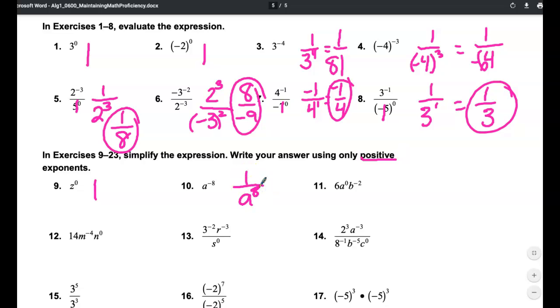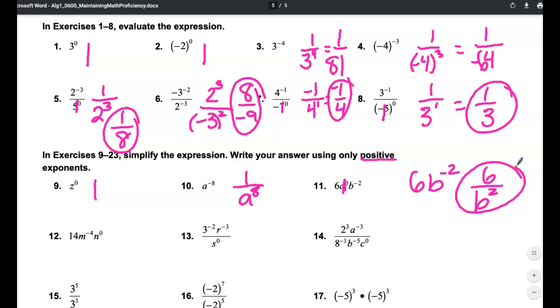Okay. Number 11. Okay, we have something that equals 1. What equals 1? A to the 0 power. So instead of writing A, I'm just going to say this equals 1. But now I have 6 times 1, which is 6, but I still have B to the negative 2nd. So what do I do with that negative exponent? Put it to the bottom, so 6 over B to the 2nd, and that's as simplified as it goes.